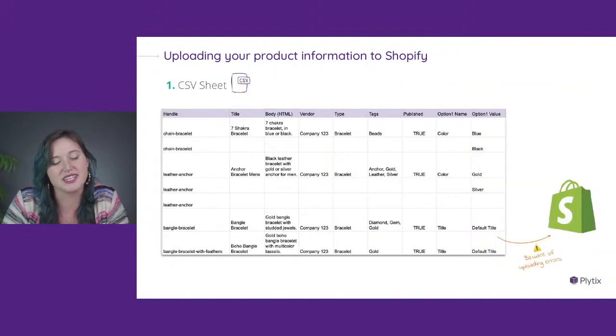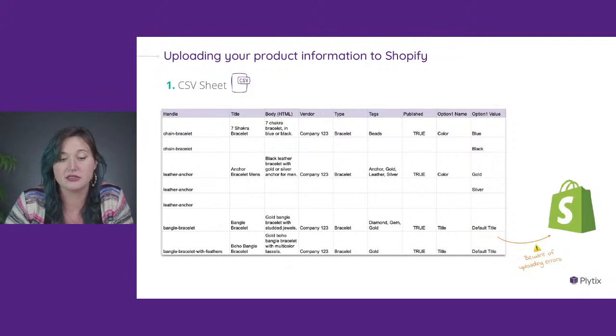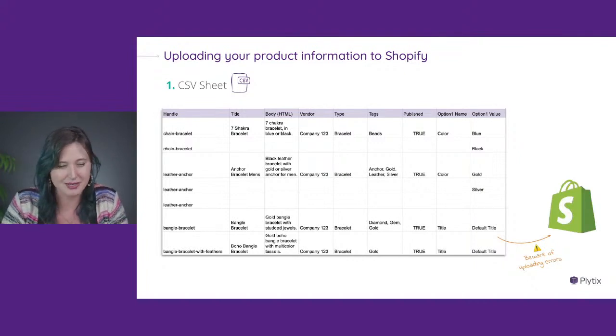Let's talk about using a CSV to upload your product information to Shopify. So this is the first method we'll talk about. And while using a CSV is simple, the formatting requirements for the sheet are not exactly simple. Shopify has very strict criteria on how you need to format data for your Shopify store, even if you have the most basic setup. So once you finish formatting your CSV, it'll probably look something like this example.